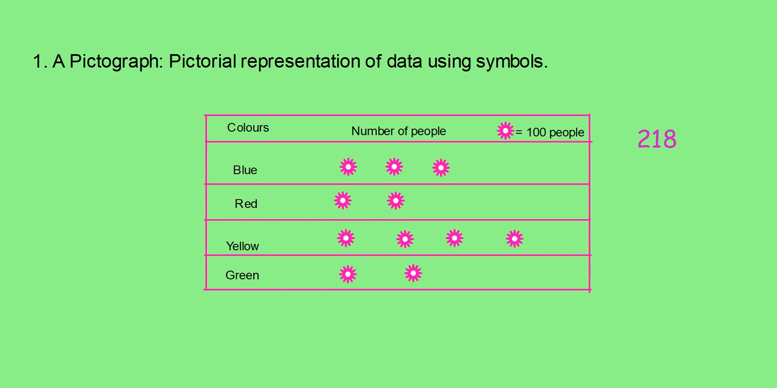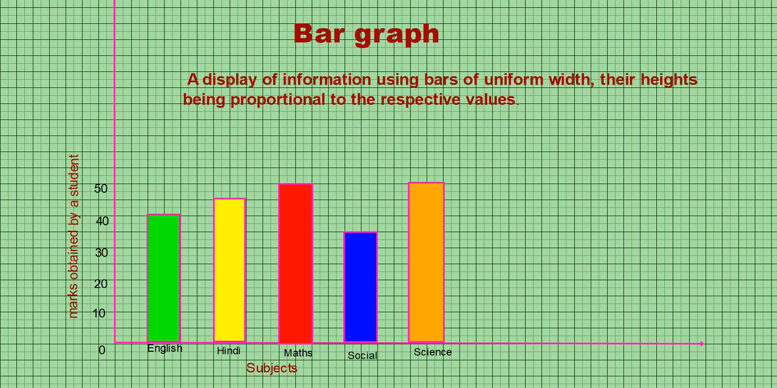So we further find another way of representing. The second way of representing data is the bar graph. It's a display of information using bars of uniform width, their heights being proportional to the respective values. Here is a bar graph representing the marks obtained by a student in different subjects. From this graph, you can easily find out in how many subjects he got 50 out of 50. Yes, it is in maths and science.